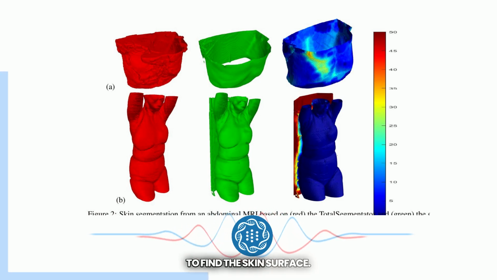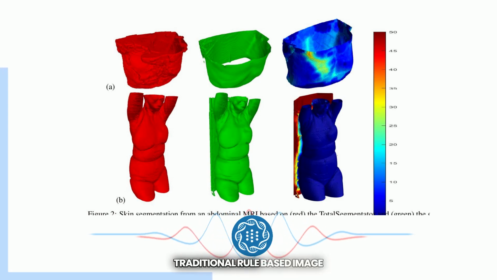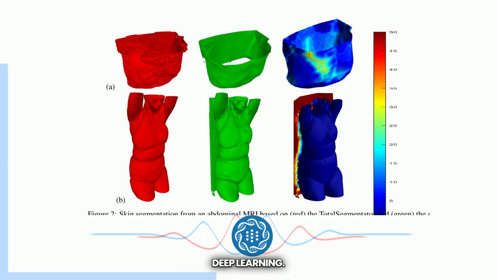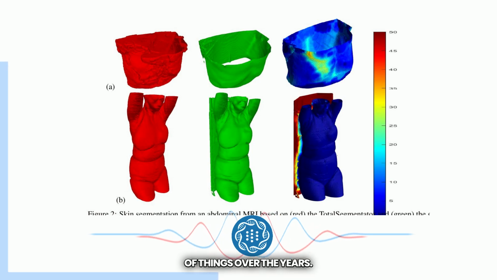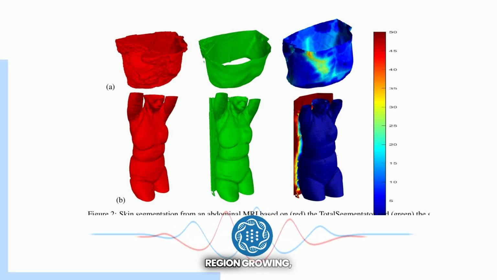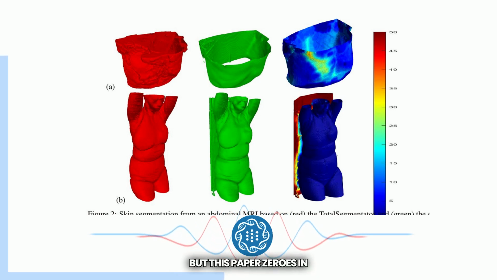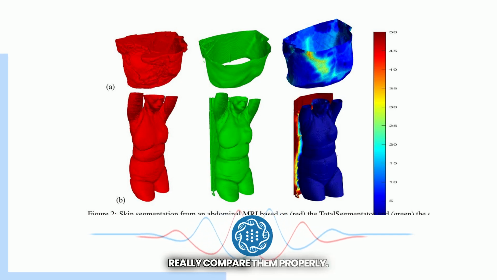Okay, so we need to find the skin surface. The paper looks at two main camps, algorithmic methods, for traditional rule-based image processing stuff. And the AI-driven methods, deep learning. Right. And people have tried lots of things over the years. Simple brightness thresholds, region growing, edge detection, you name it. But this paper zeroes in on two specific examples to really compare them properly.